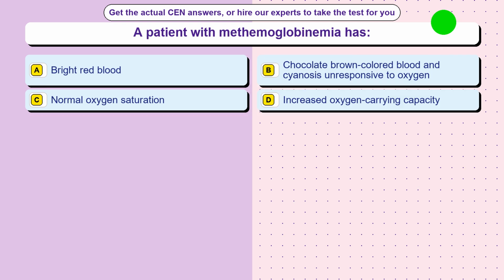Question 99. A patient with methemoglobinemia has: Option A, bright red blood. Option B, chocolate brown colored blood and cyanosis unresponsive to oxygen. Option C, normal oxygen saturation. Option D, increased oxygen carrying capacity.